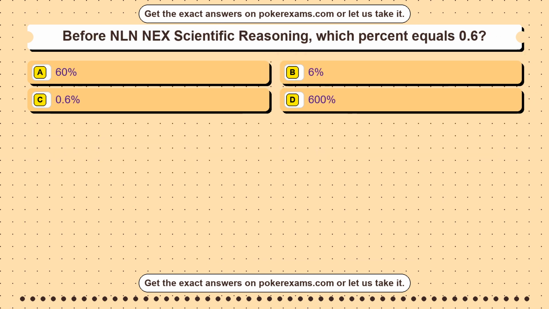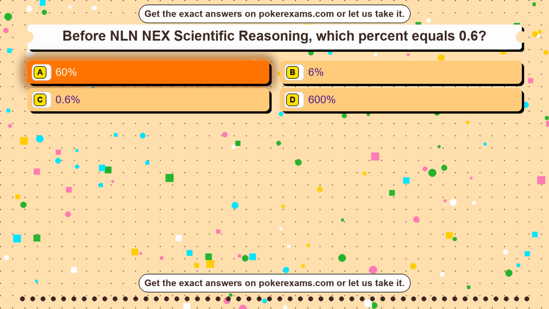Question 45. Before GED science practice test, which value equals 3x when x equals 7? Option A, 10. Option B, 21. Option C, 37. Option D, 73. The correct answer is option A.